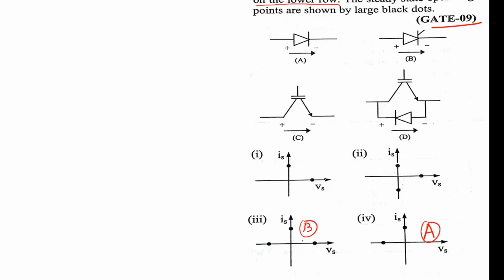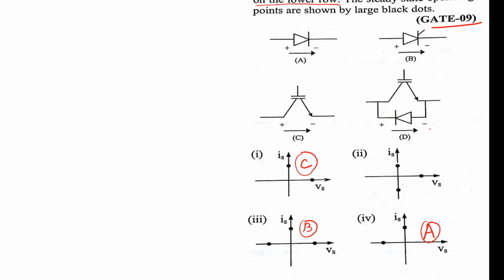This is SCR. This is IGBT. IGBT will block only one polarity of voltage, that is positive polarity of voltage, and it will allow the current flow in one direction, that is unipolar and unidirectional. So this is C, and this remains D.